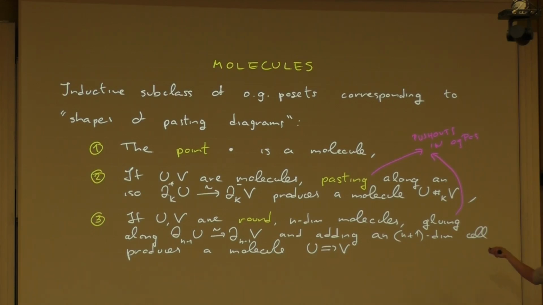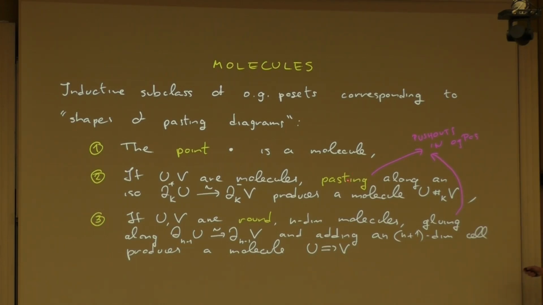And then what we do is define a subclass of these oriented graded posets which are going to correspond to the shapes of pasting diagrams. These are called molecules. This is adopted from Steiner's 1993 paper. It's very close to what was done there. And so the constructors for molecules are just given by three clauses. The first one says the point, which is just a graded poset with just a single element, is a molecule. This one says that essentially the molecules, the shape spaces, are closed under globular pasting, because what we get just from the structure of an oriented graded poset is a combinatorial definition of k-dimensional source and target boundaries.